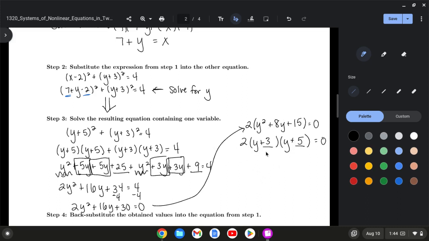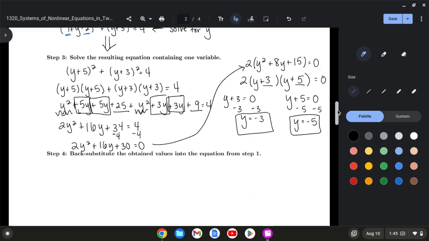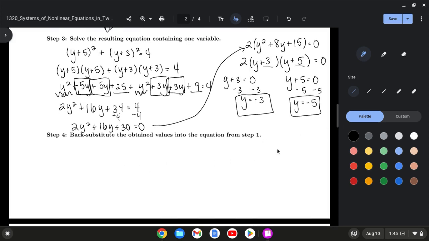All right, so now we're solving for y. In order for this equation to be true, either y plus 3 has to give us 0, or y plus 5 has to be equal to 0. So solving for y, we get y equals negative 3, and we have y equals negative 5. So here are 2 values that we have found for y. And now we're going to go ahead and find our values for x.